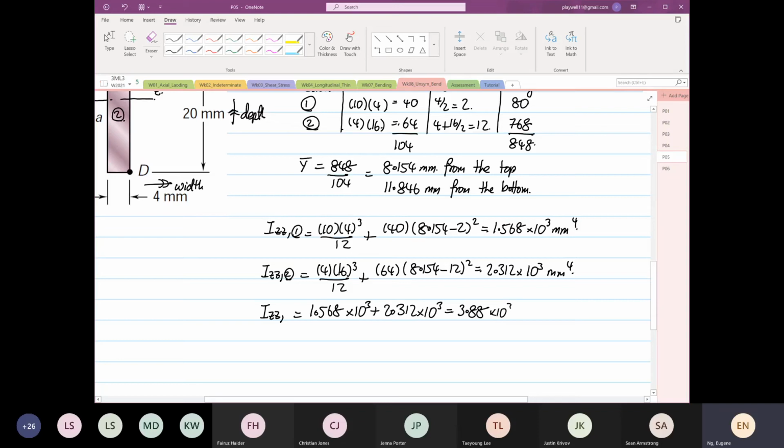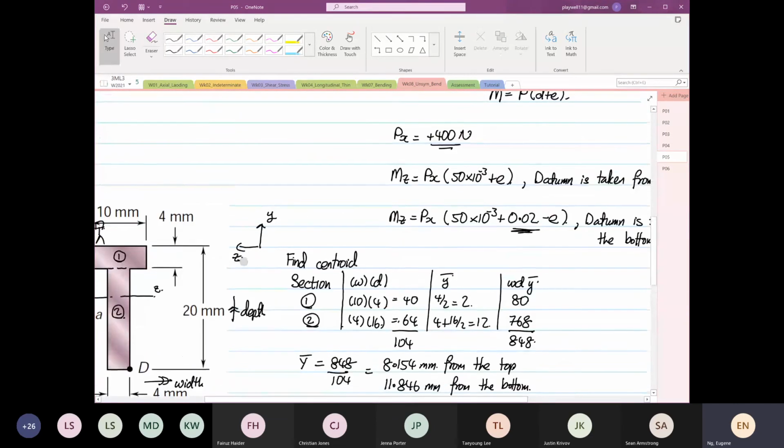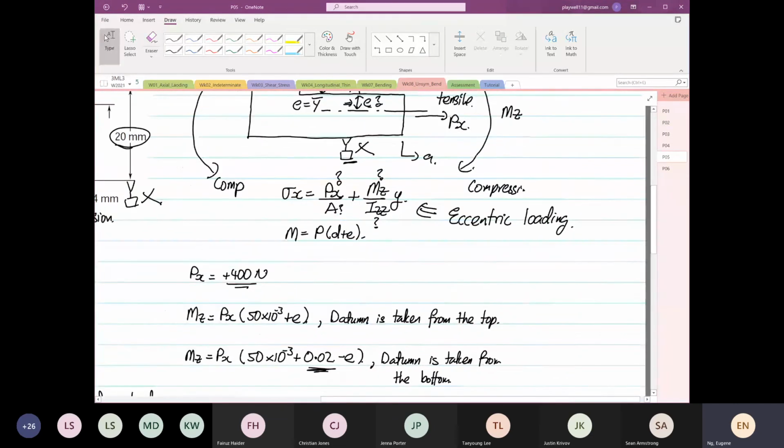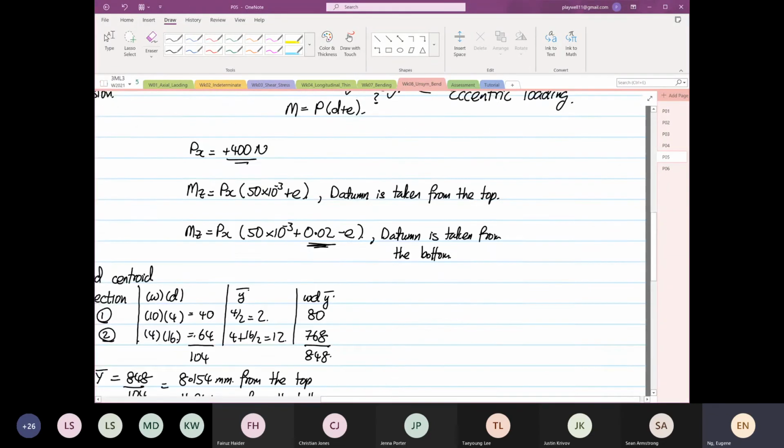times 10 to the power 3 millimeter 4, or 3.88 times 10 to the power minus 9 meters 4. Okay, so that is my IZZ. The next thing we're going to find, just to recap where we are: we found our IZZ, we found our PX, and we also can find our area.